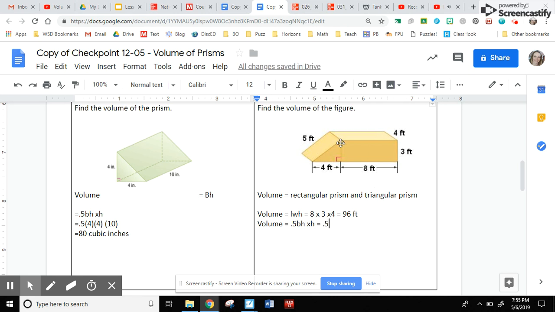It's going to be 0.5 times, I'm going to call this my base, which is 3. It doesn't matter which way in order. So my base is 3, my height is 4, which is right here. And I'm going to multiply that by the entire height.